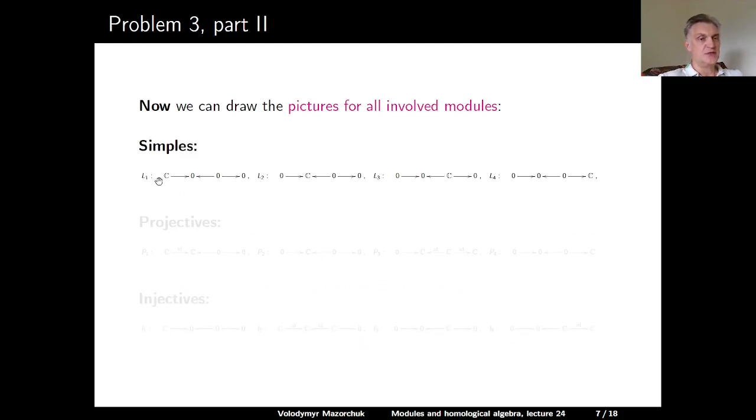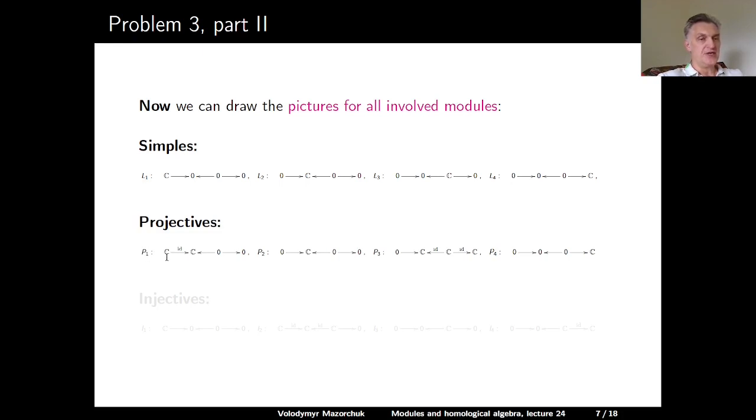For the simple modules, we have L1, which is one-dimensional at the first vertex, zero-dimensional everywhere else, and all arrows are zeros. L2 has a one-dimensional space in the second vertex, and the rest is 0. L3 has a one-dimensional space in the third vertex, the rest is 0. And similarly L4. Indecomposable projectives.